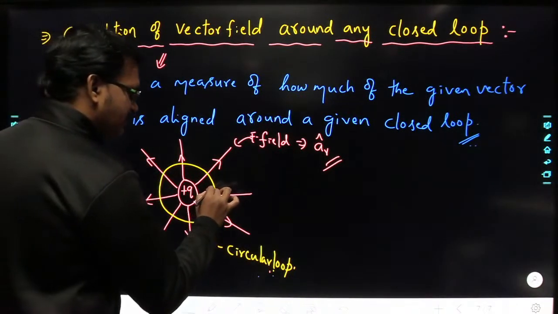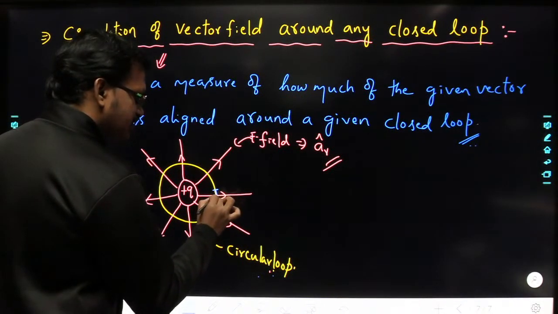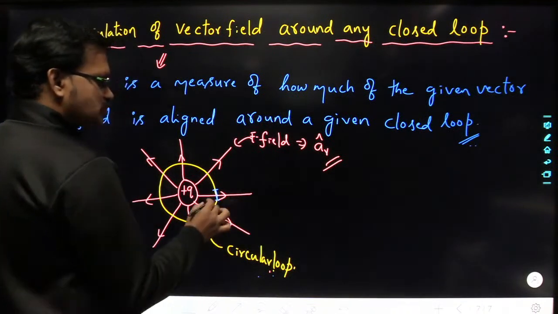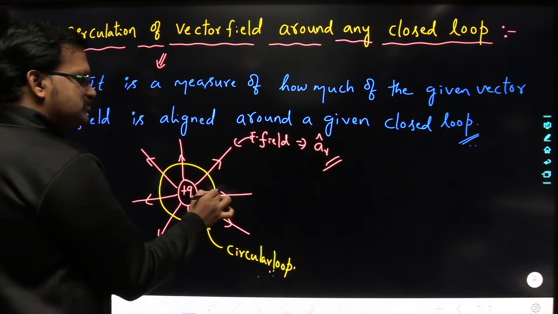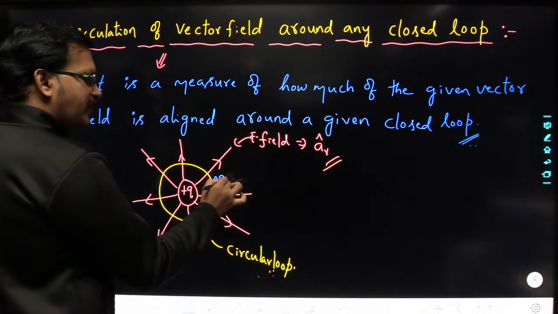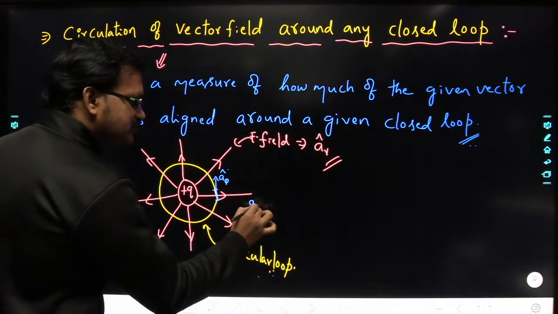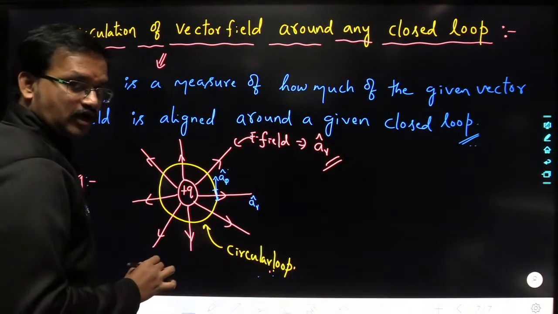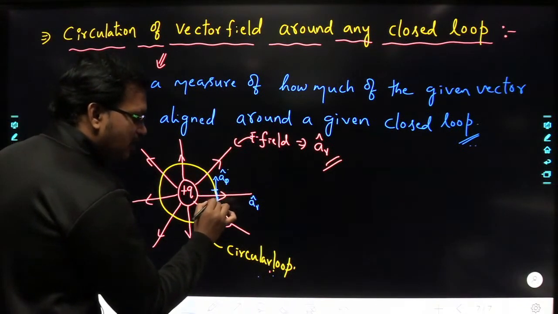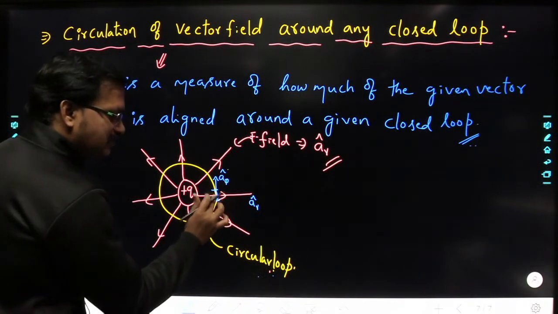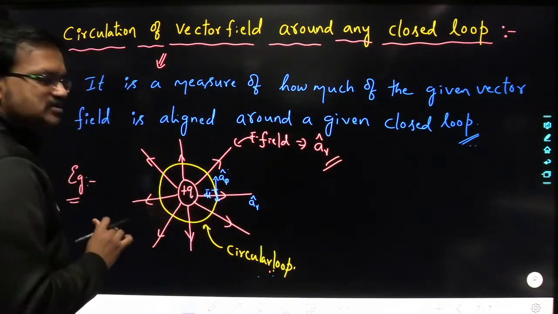If I consider a small differential arc length here, the direction of this arc length is going to point in which direction? It is going to point in the phi cap direction, right? And the electric field is pointing in which direction? A R cap direction. Understood? Now I want to determine how much of this electric field is aligned over this small differential length. Let us say this small differential length is dl bar.